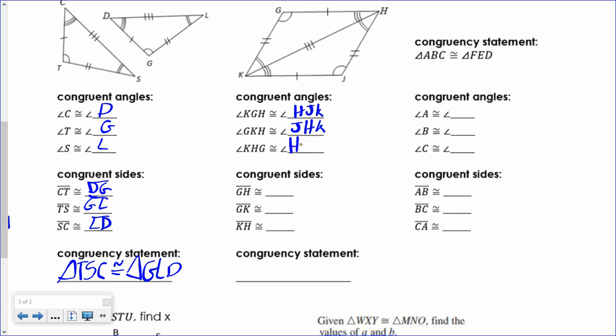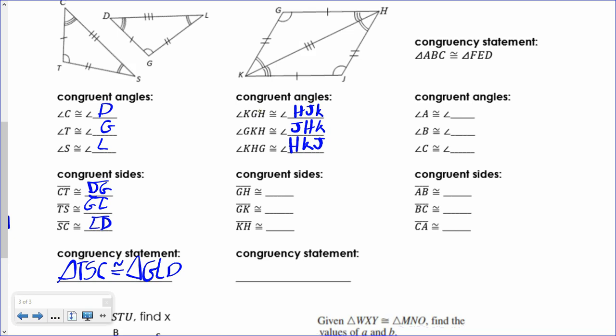So H, K, J. Does everybody understand what I'm doing here as I'm traveling through the triangle? Is everybody picking up on that? Tara? You guys? Alright, so yeah, it's a little bit more tricky when the angles use three letters. Alright, what about GH? JK.